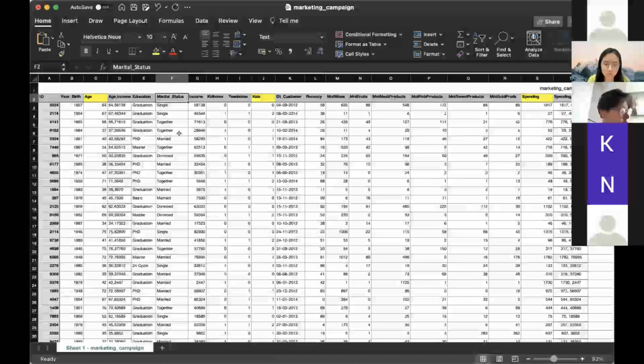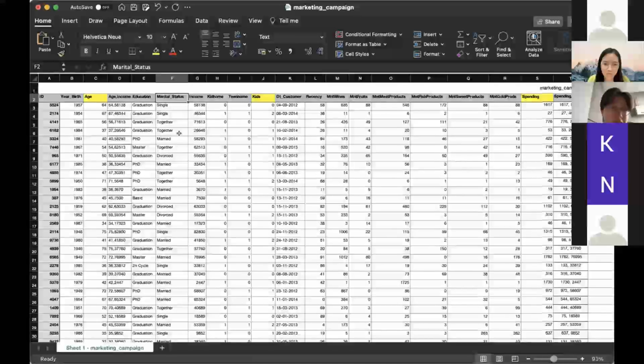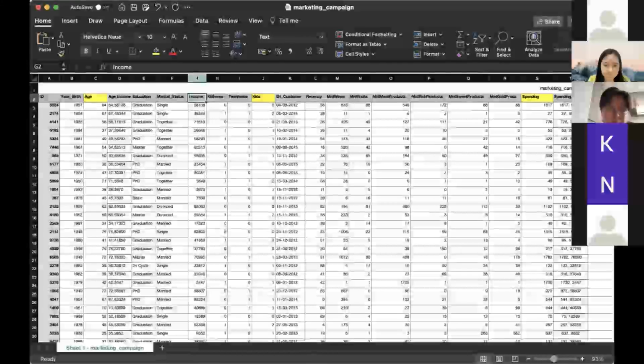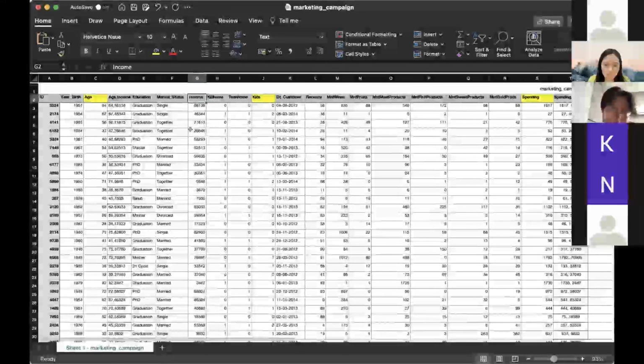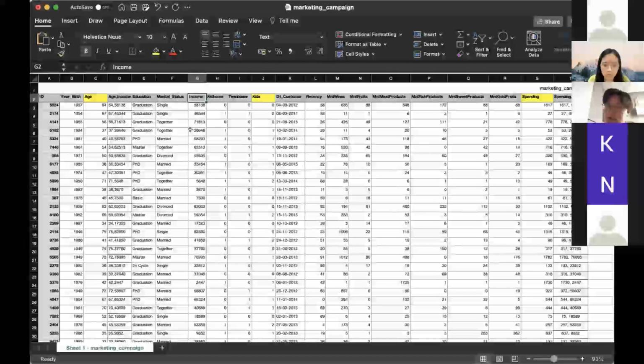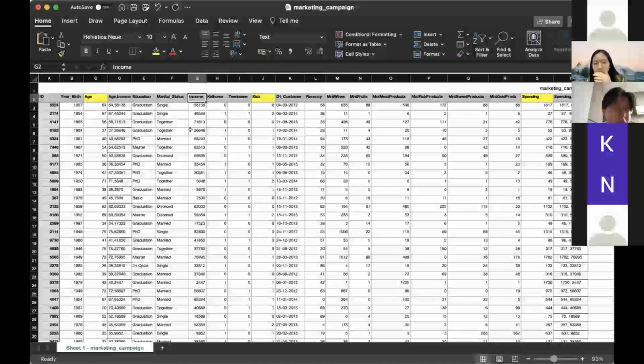So the first thing I did is finding the missing values. All the missing values came only from the income column. So what I did is just eliminate all the rows that have missing values. In total, there are around 2,200 rows of data, and 23 rows have missing values. So I'll eliminate all of them.